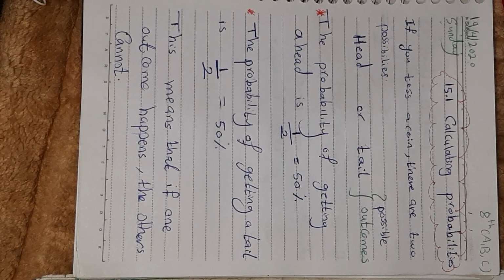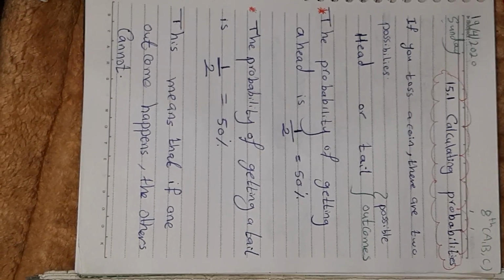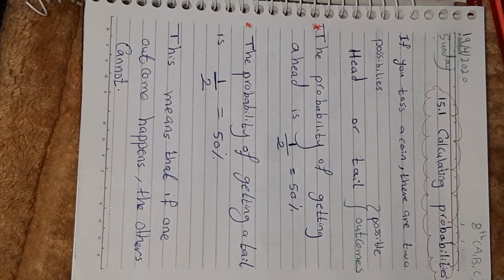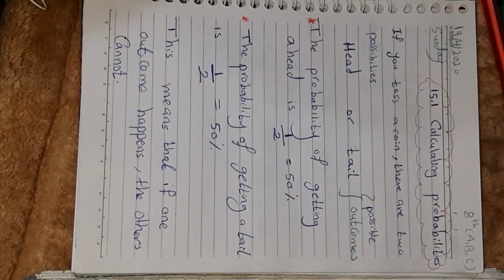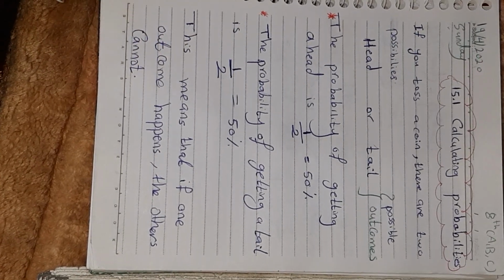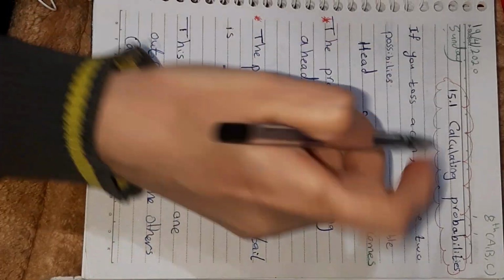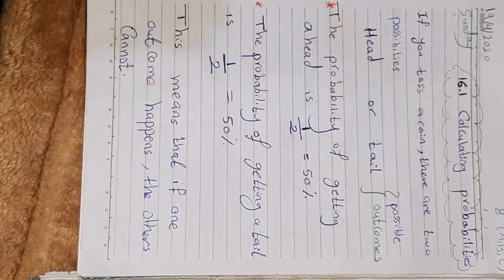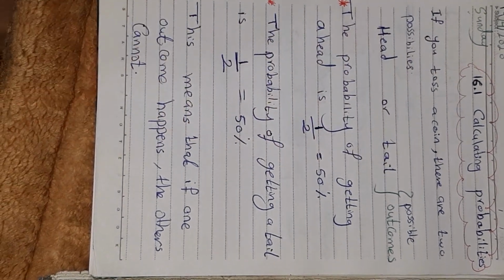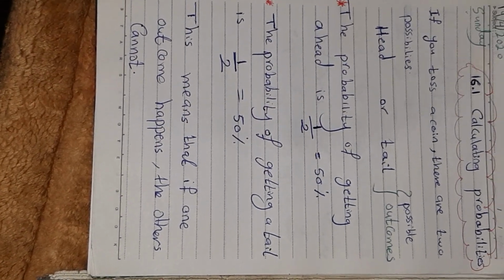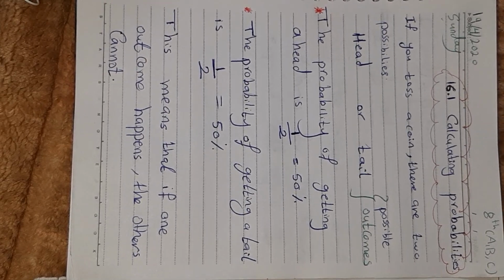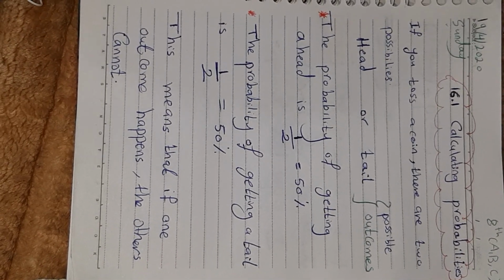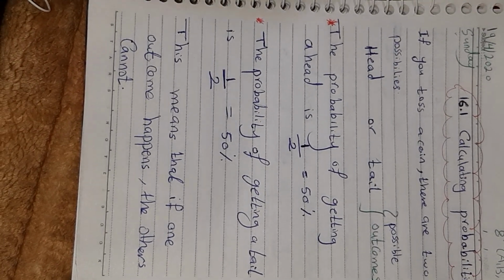Today, we will take a new unit, which is about probability. First of all, you have to know the meaning of probability before calculating probabilities. 16.1, unit 16, the first lesson in this unit. Let's take an example to understand the meaning of probability.